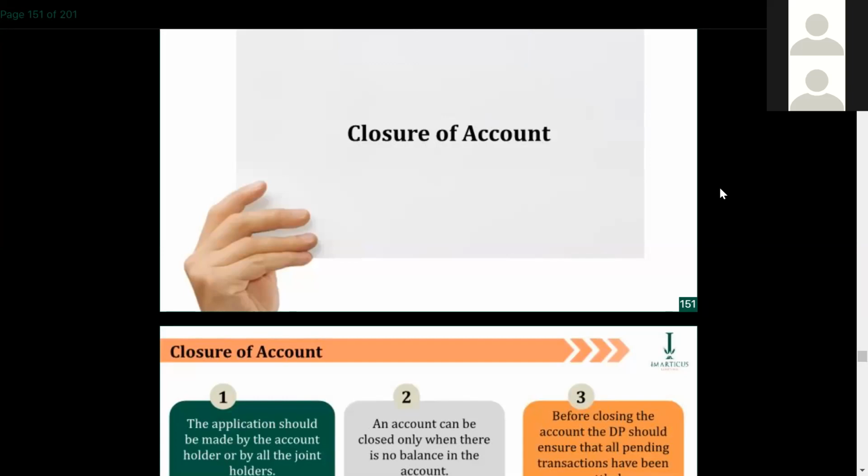For closure of an account also, like in bank accounts, you'll have to give a request to the depository participant. You'll also have to ensure that the account balance is zero. So all the securities which you have in your demat account, you will have to transfer into another account or sell them off and ensure that the demat account is zero, and then give the closure application. In case it's a joint account, the application needs to be signed by all account holders. So the application should be made by the account holder or by all joint account holders in case of a joint account.